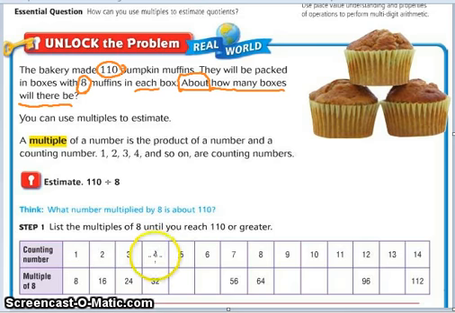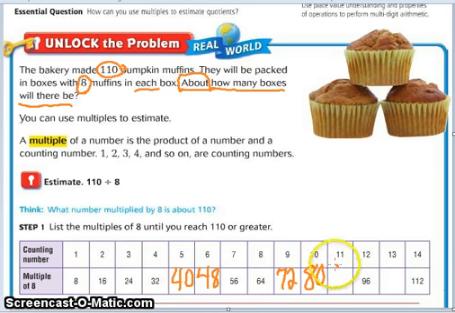4 times 8 equals 32. 5 times 8 equals 40. 6 times 8 equals 48. 7 times 8 equals 56. 8 times 8 equals 64. 9 times 8 is 72. 10 times 8 is 80.